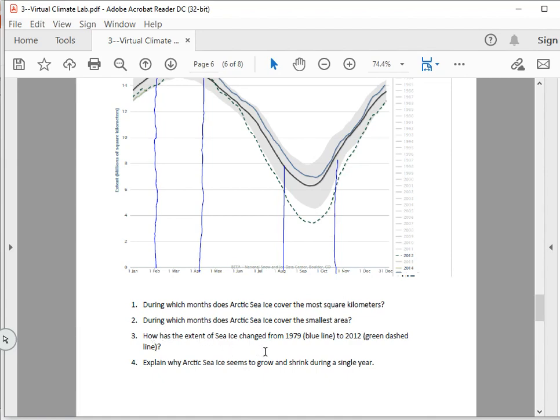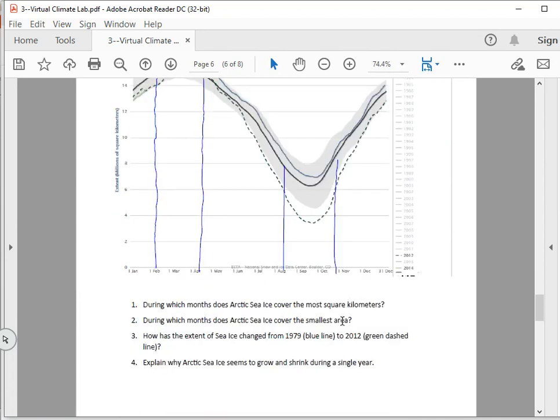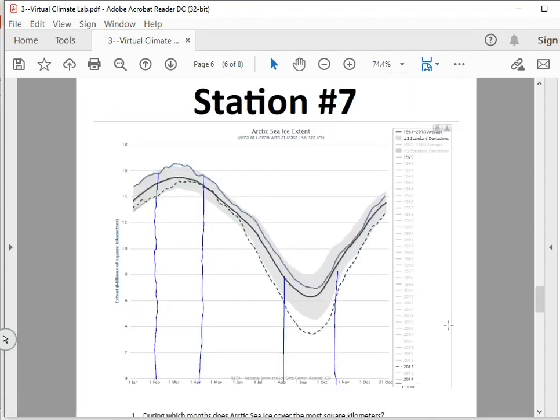Number three, how's the extent of sea ice changed from 1979, which is the blue line, to 2012, which is the green dash line? So 1979, I believe, was like the highest it's been in a while. In 2012 is the lowest that it had been in a while. Again, we've actually changed since then. We've actually gotten lower, but this is older data. So how has it changed?